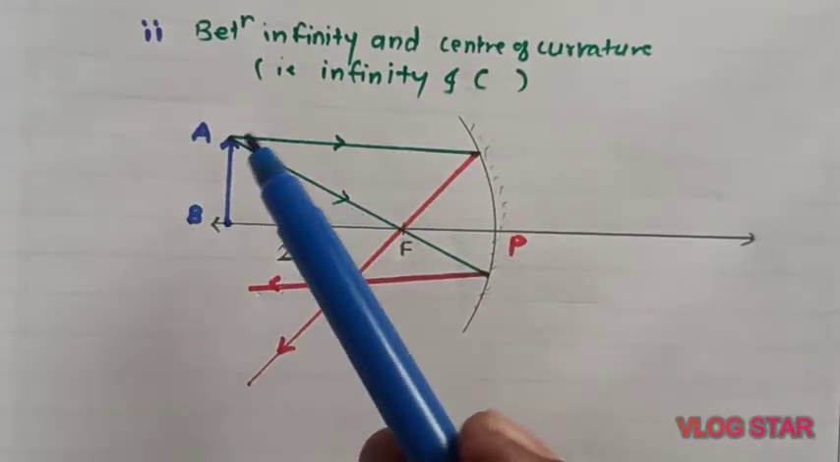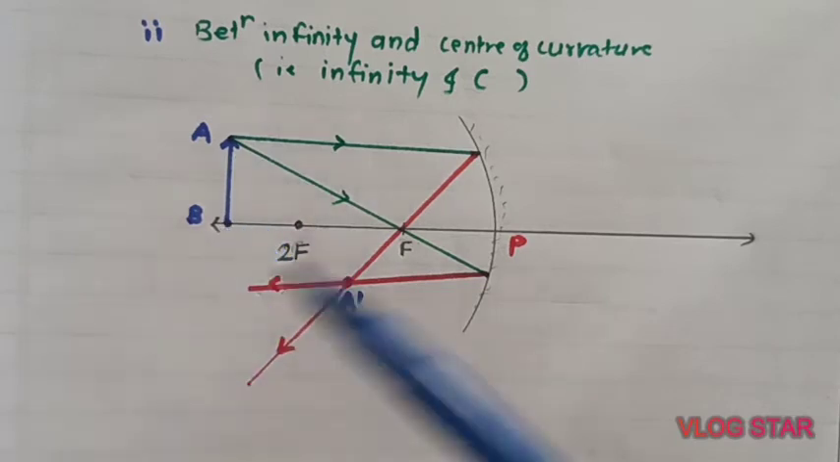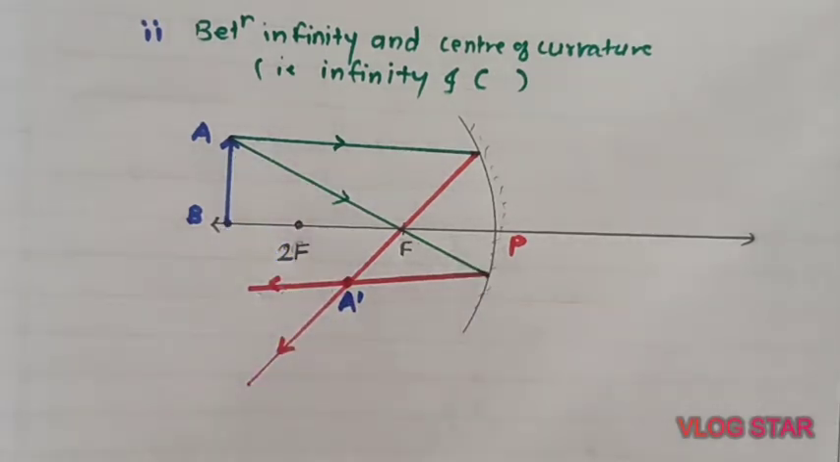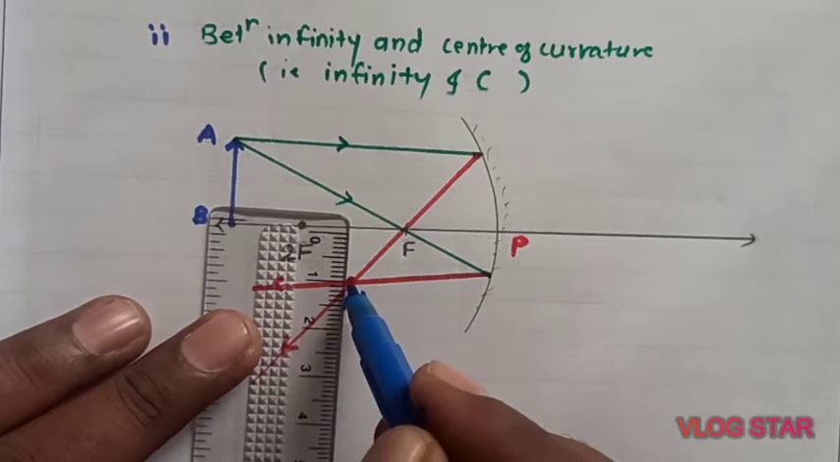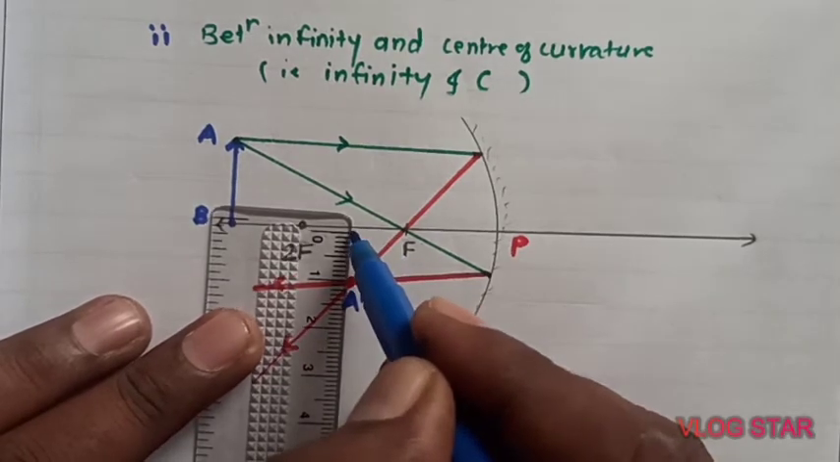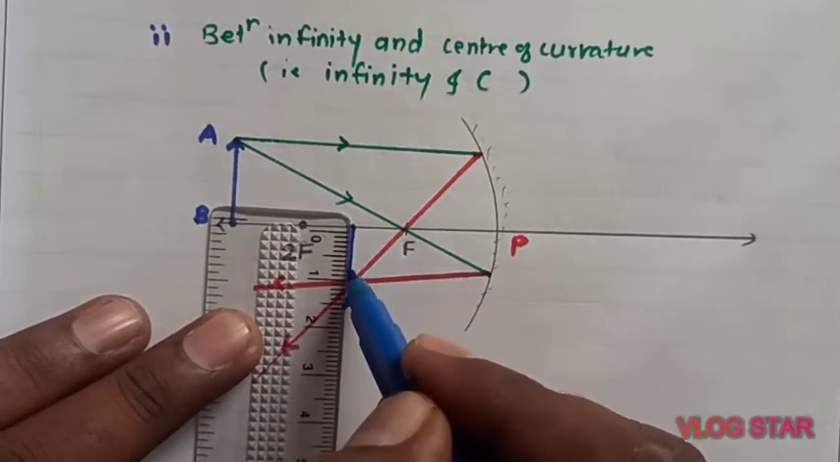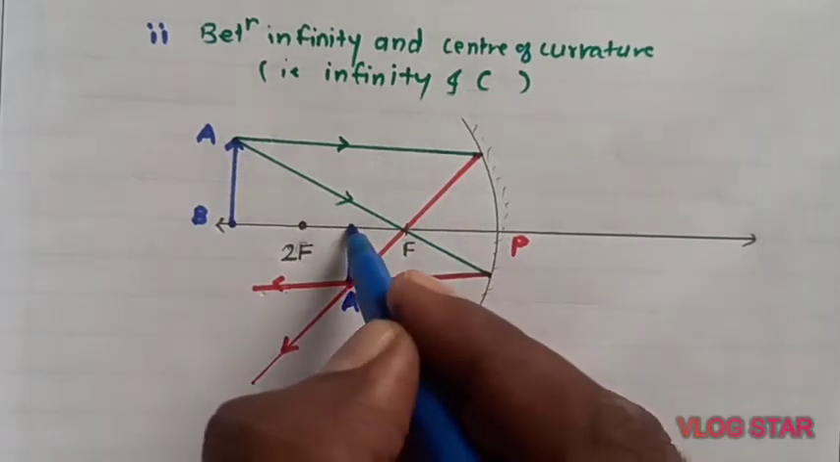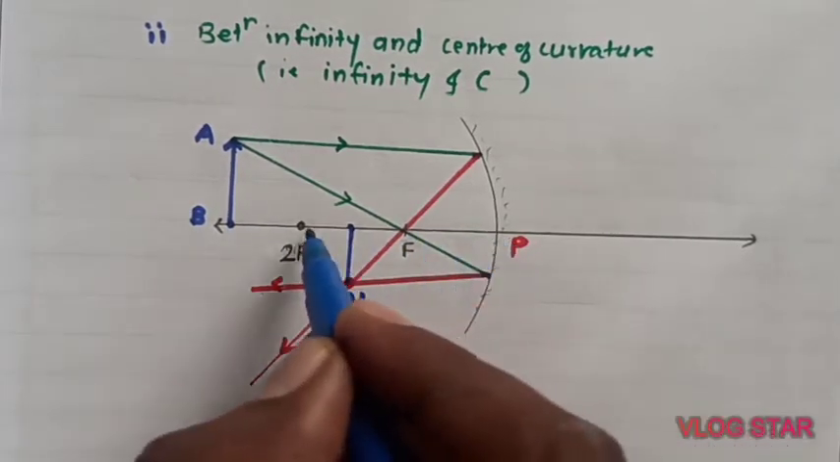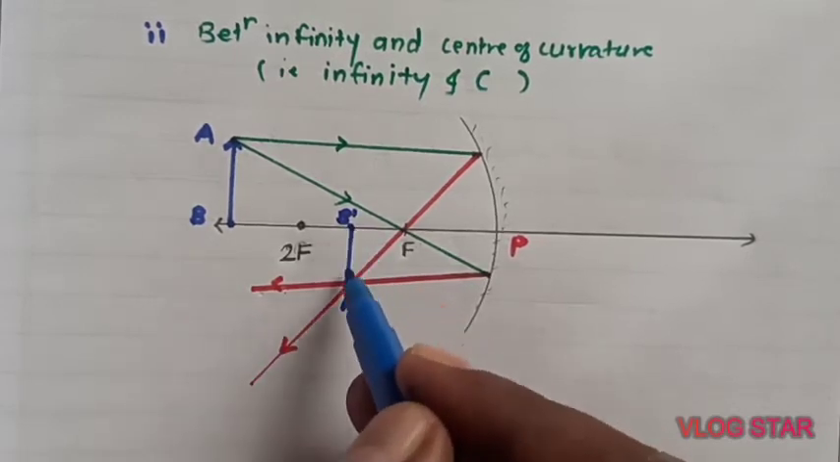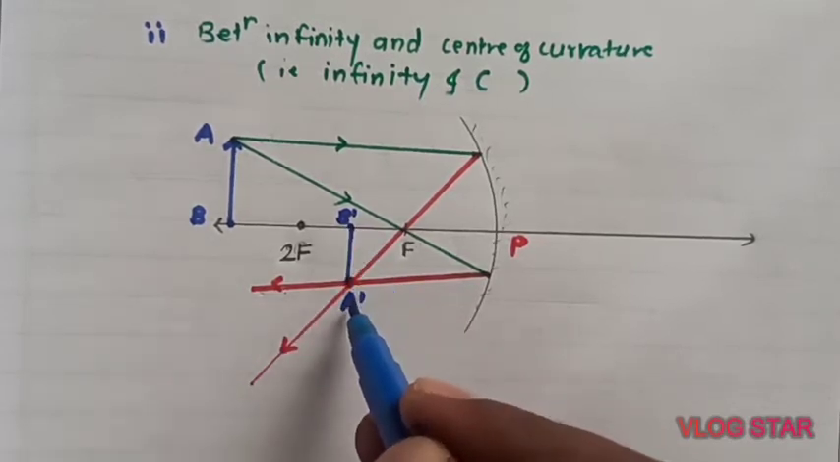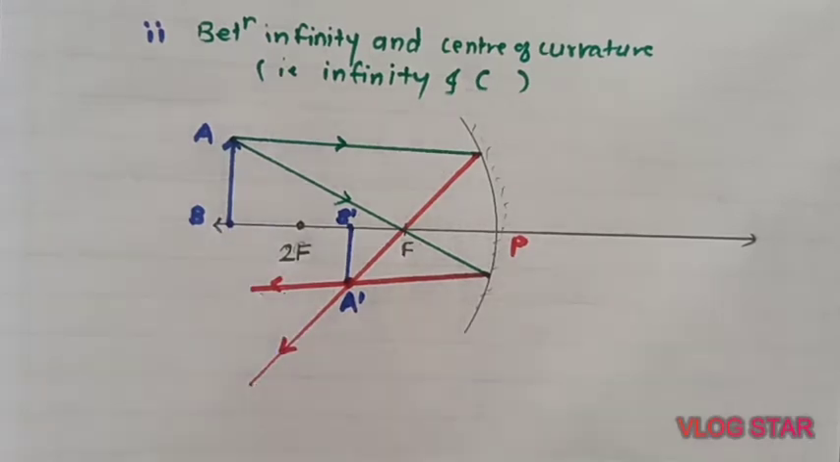But I want an entire image of AB. So the rest of the part we will have here itself. I can have the image of the other point. It is along this. Draw a perpendicular on the axis. So the reflection of B is along the axis only. So this is your B dash. So B dash A dash is the image of AB.